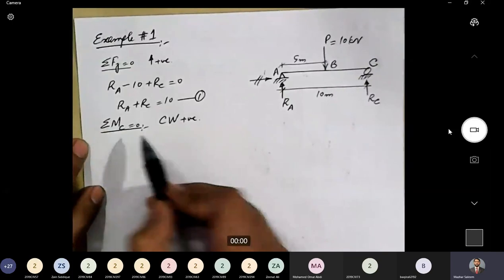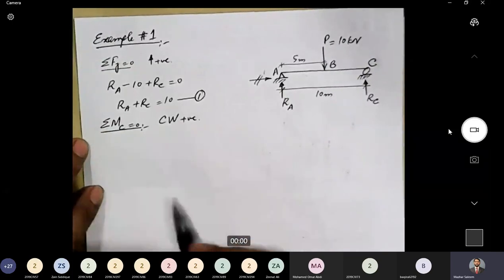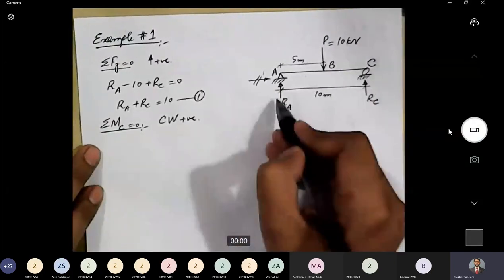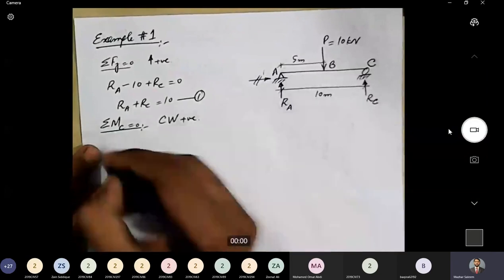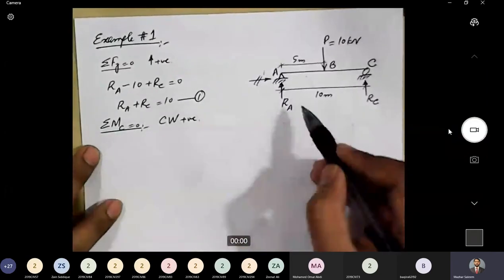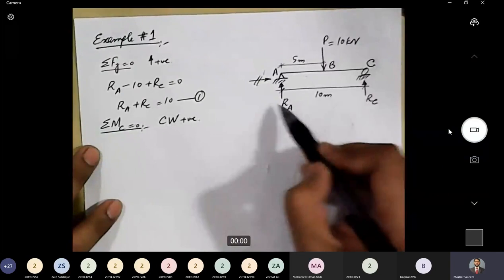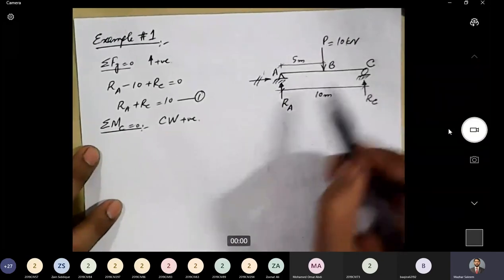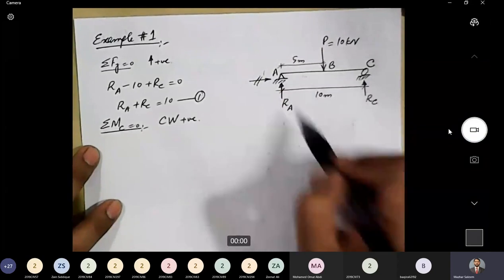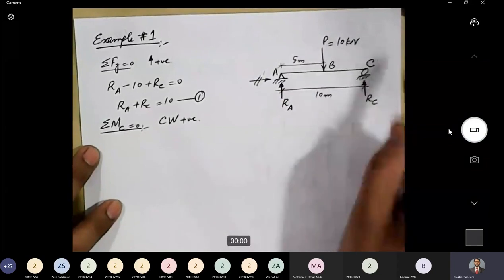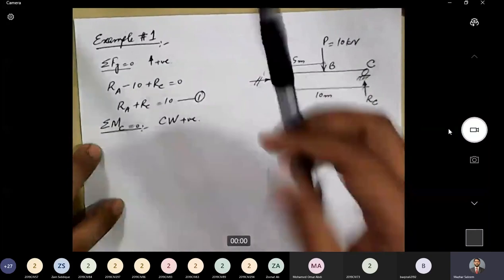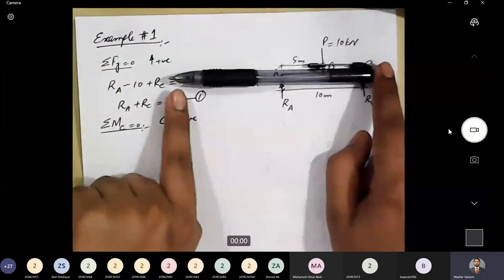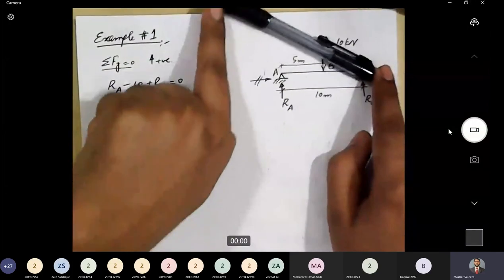When we calculate moment, we need two things: force and lever arm. We are calculating the sum of moments about this point. Let's start from point A. For RA, what will be the direction of moment of RA about point C? It will generate moment about point C in the clockwise direction. Can you visualize this? If I have this member here with a hinge or roller support here, and I apply a force in the upward direction, it will rotate like this.